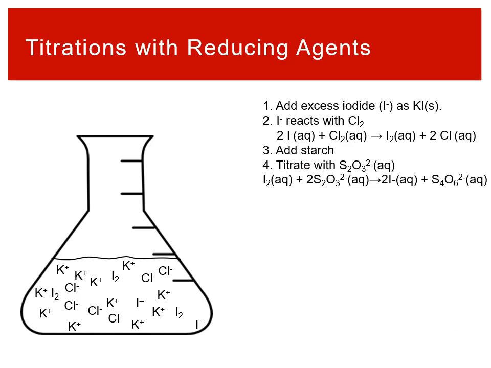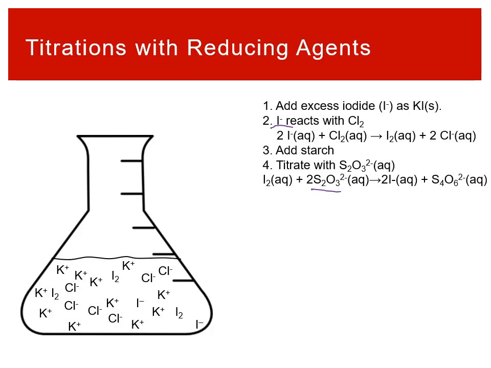So now that we have our solution of I2 and we've added the starch so that we can see the color change that's going to be happening, we actually do the titration. To do the titration, you need to use a different reducing agent. Our first reducing agent was all the extra iodide we added, and that reduced our initial chlorine. Now we need to add something that's an even stronger reducing agent.